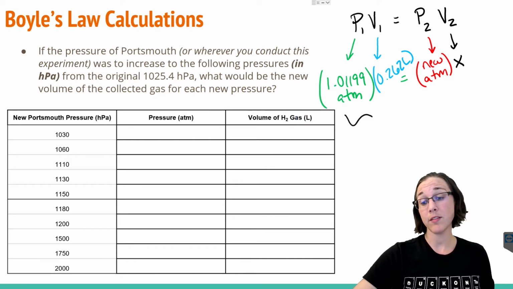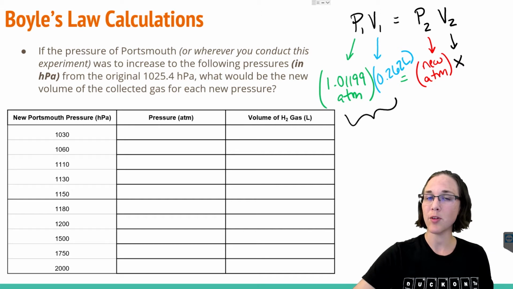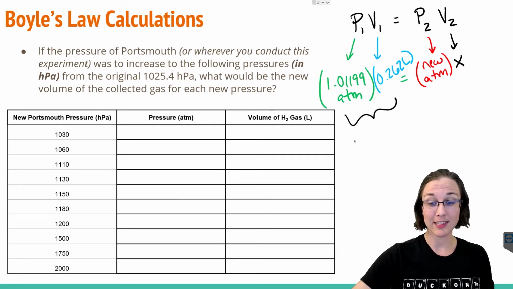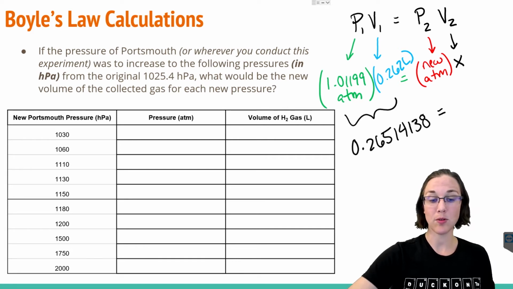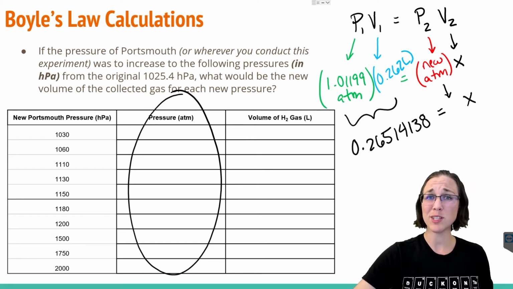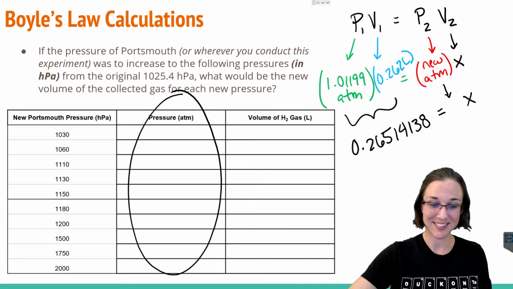This side over here of the equation is going to remain constant throughout our equation, so we can just multiply those two values together so we only have one number to manipulate in Google Sheets. When I multiply those two numbers, I get 0.26514138. And that would be set equal to all of the new pressures we already calculated in the Google Sheets times X. But to get X alone, we're going to want to divide off all of those new pressures we calculated in Google Sheets from both sides.